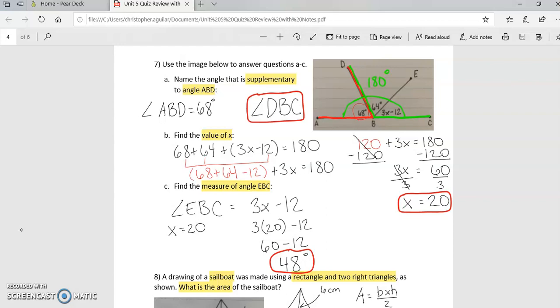For part B, when I'm finding the value of x, I know because they're supplementary, all 3 of these together have to give me 180 degrees. That's what a straight line angle is equal to.